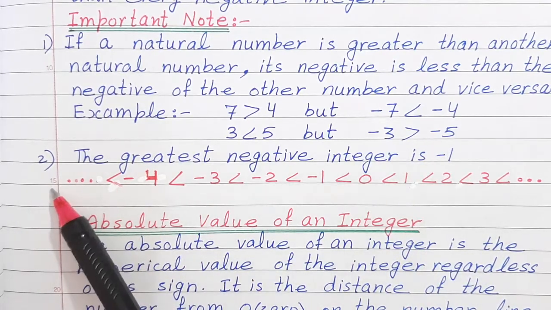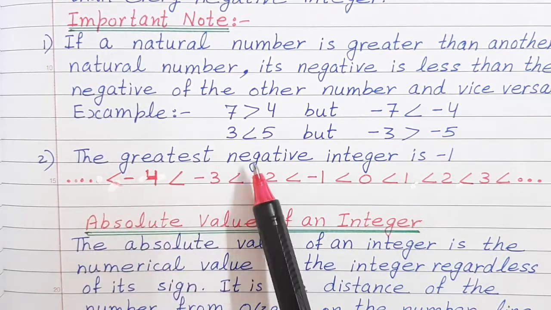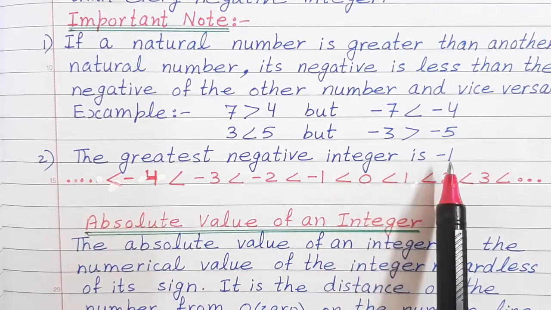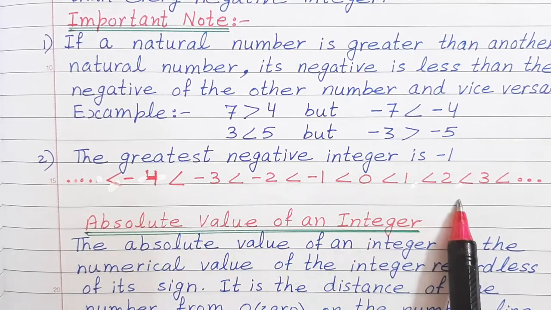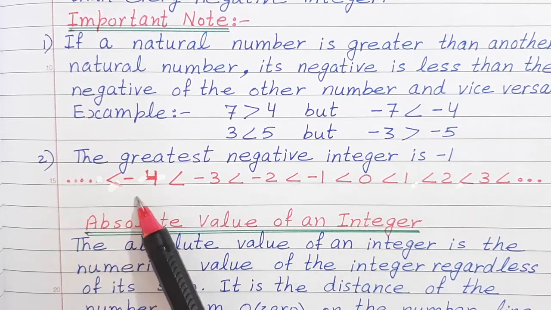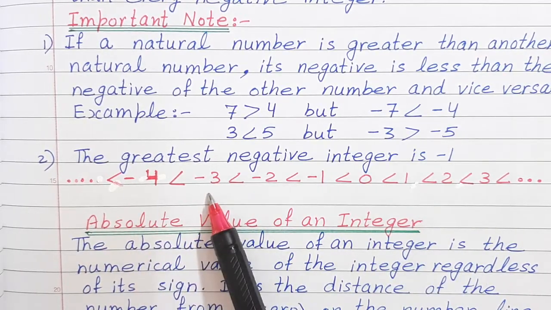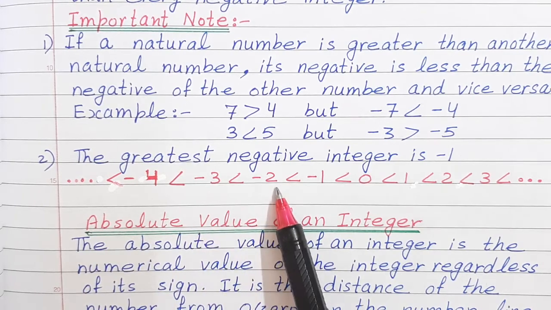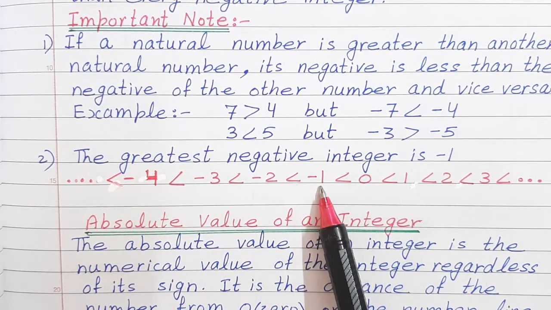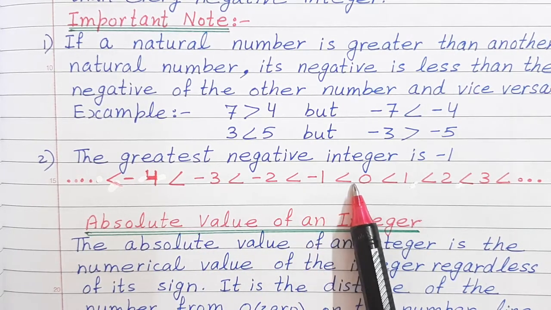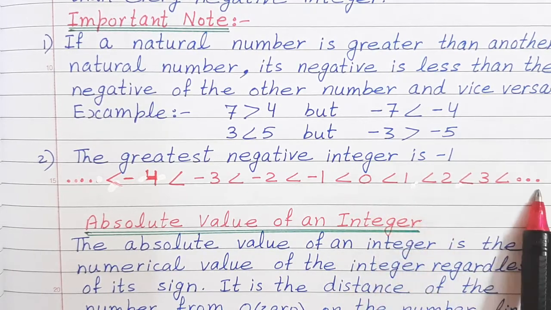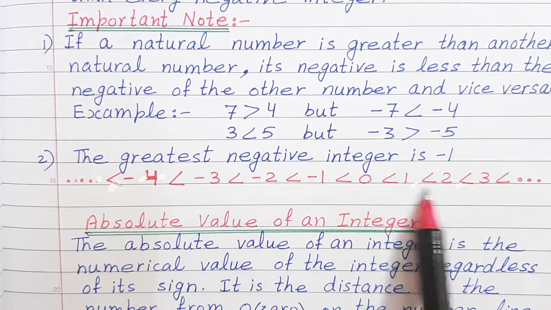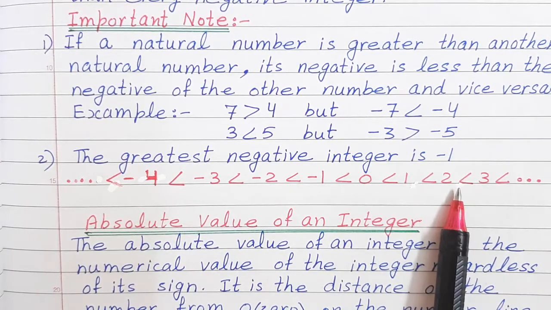And the second point is, the greatest negative integer is minus 1. Now you can see the order, right? Minus 4 is less than minus 3, is less than minus 2, is less than minus 1, is less than 0, and 0 is less than 1, and so on. So this is the order of a number line, right?